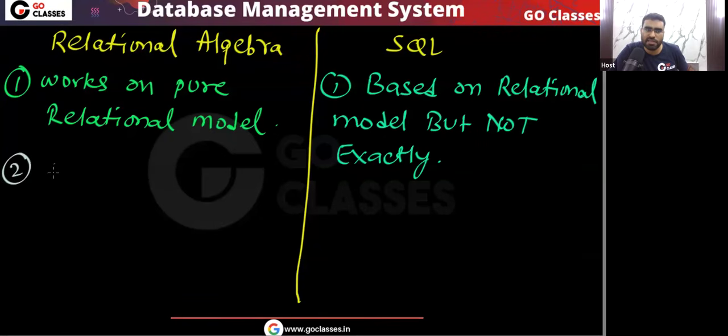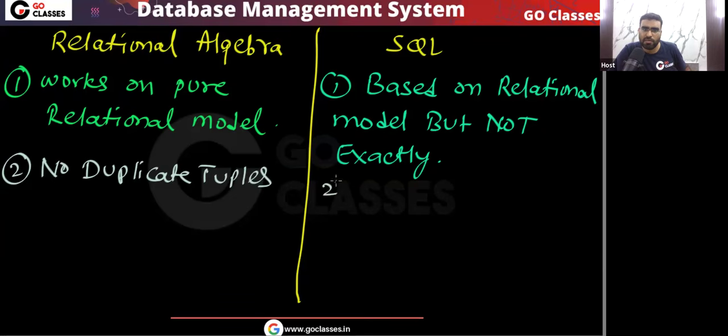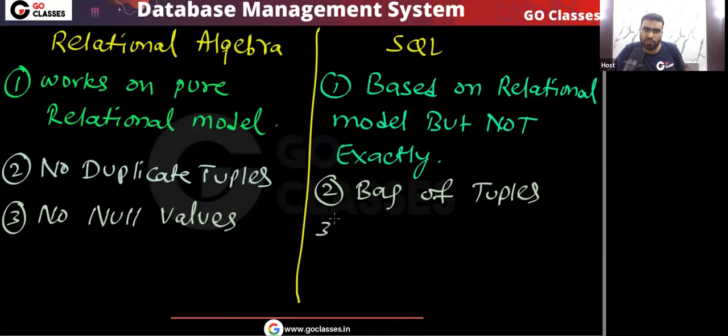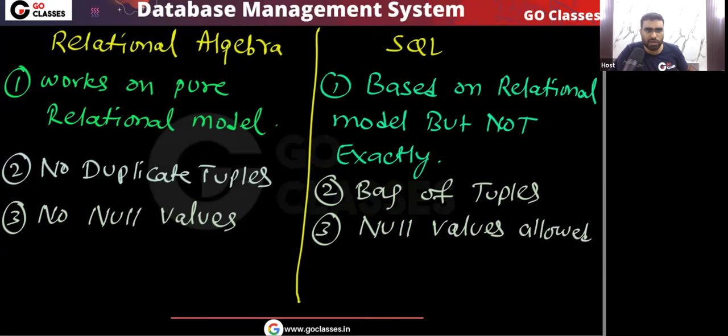What is the second difference? In relational algebra there are no duplicate tuples. You have a set of tuples, but in SQL our relation is a bag of tuples. The third is that there are no null values in relational algebra. We don't have the concept of null values. But in SQL null values are allowed, and they actually matter. In SQL, null values are very important.